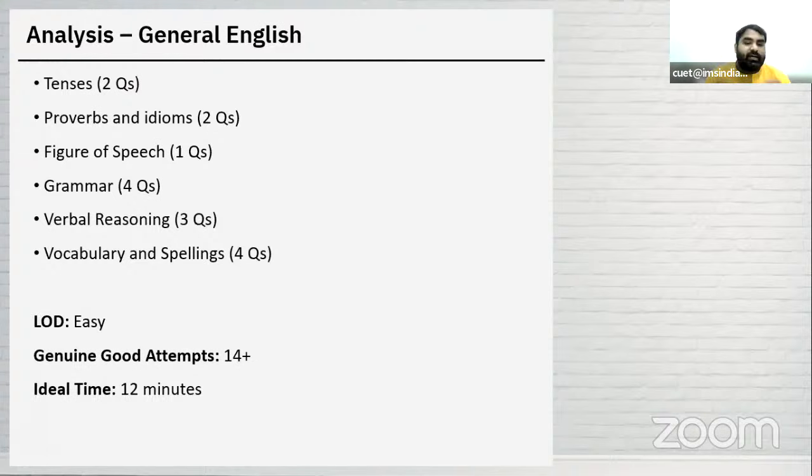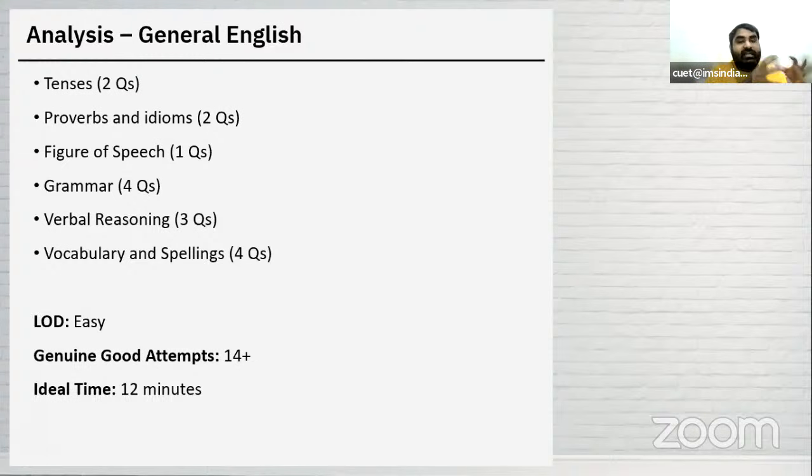See, the whole idea here is that English being easy, English being a section जहाँ पे आप easily score कर सकते हो, you do not really require a lot of time. यहाँ पे you could have capitalized, and if you manage to get this score from here, आगे के sections के लिए it just makes your life a lot more easy. The ideal time that you could be looking at with respect to this particular section is almost around 10 to 12 minutes.